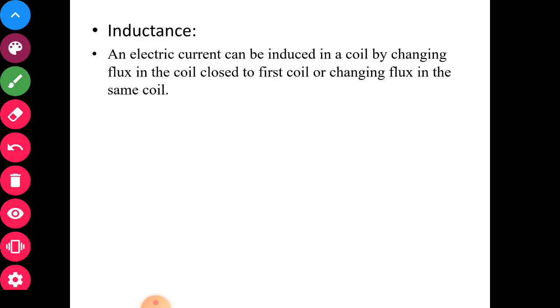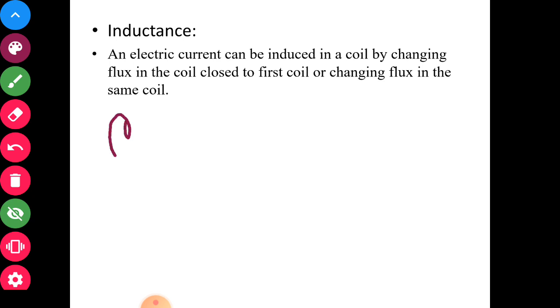Now we shall move further to inductance. An electric current can be induced in a coil by changing flux in a coil close to the first coil, or by changing flux in the same coil. Now try to understand, there are two things. First of all, try to understand this way.